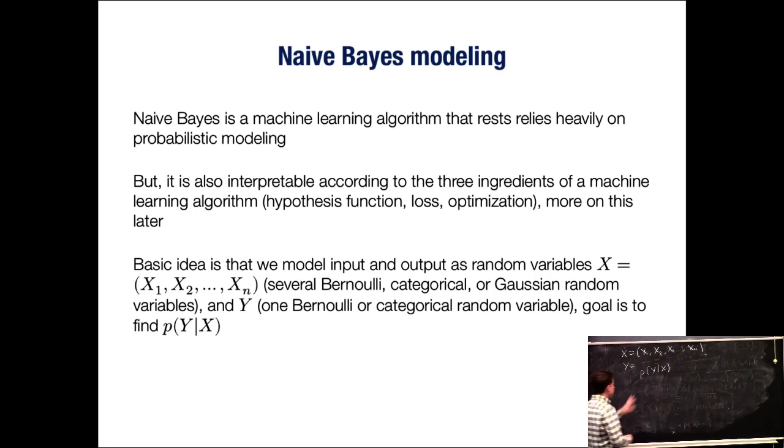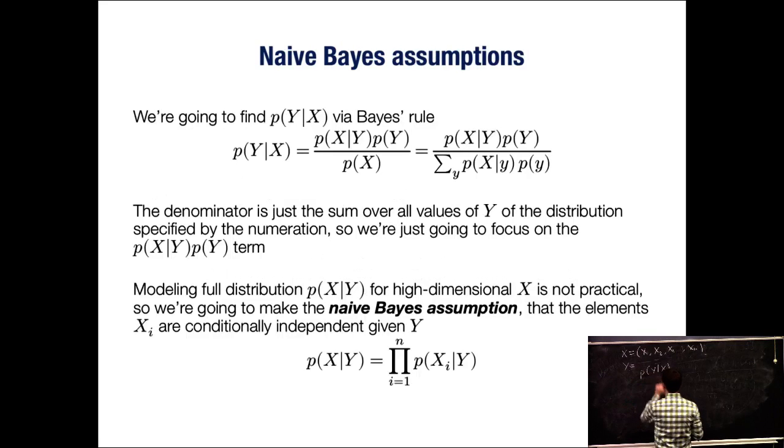So Bayes' rule says that if we want to compute this probability, we take the probability of x given y times the probability of y, divided by the probability of x. And don't worry about the denominator here. The denominator you can get by just summing over all values in the numerator, so we're going to ignore it. For the most part, we're going to focus on this numerator term here.